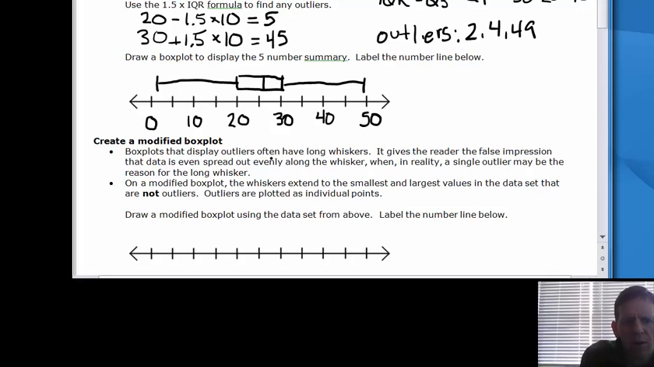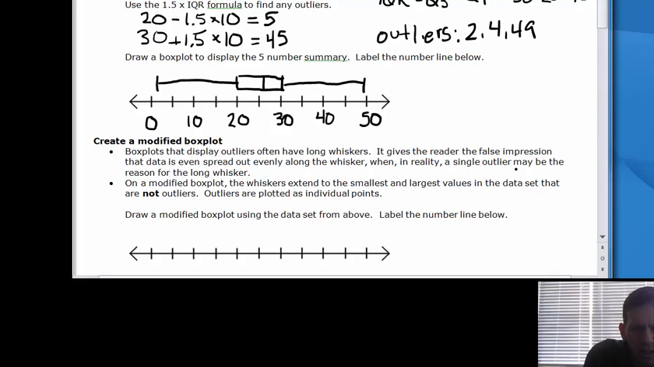So this whisker kind of makes it look like we have more data than we really do. Box plots that display outliers often have long whiskers, and it gives the reader the false impression that data is spread out evenly along the whisker, when in reality a single outlier may be the reason for the long whisker. On a modified box plot, the whiskers extend to the smallest and largest values in the data set that are not outliers. Outliers are plotted as individual points.